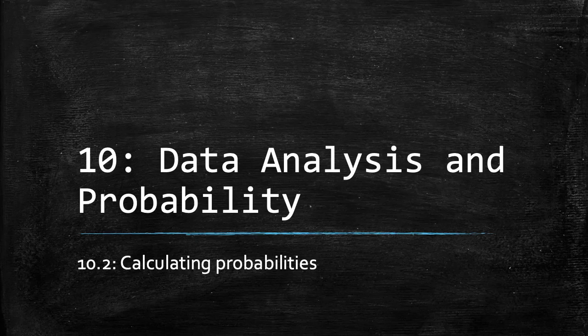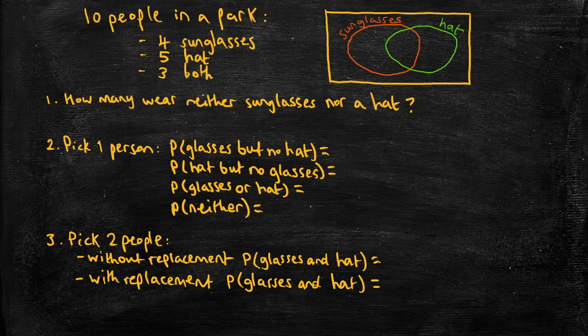In this video, which is the final one, I'll work through some examples of calculating probabilities. So let's suppose we have 10 people in a park and 4 of them are wearing sunglasses, 5 of them are wearing a hat, and 3 of them are wearing both sunglasses and a hat. Well, how can this be, you might think?